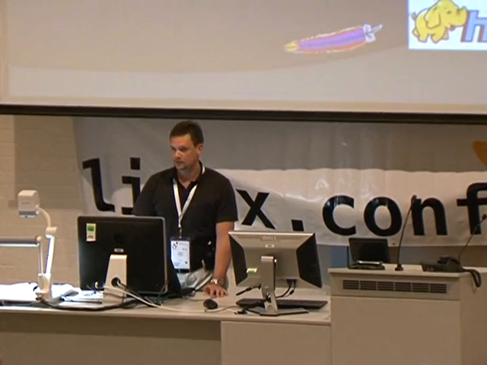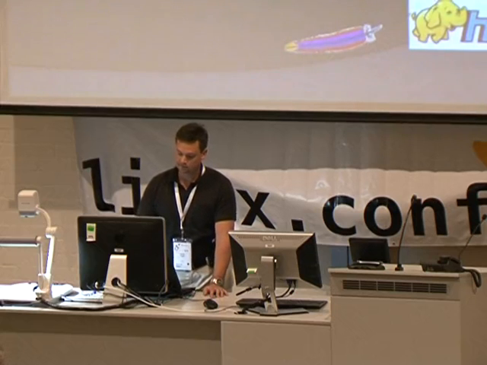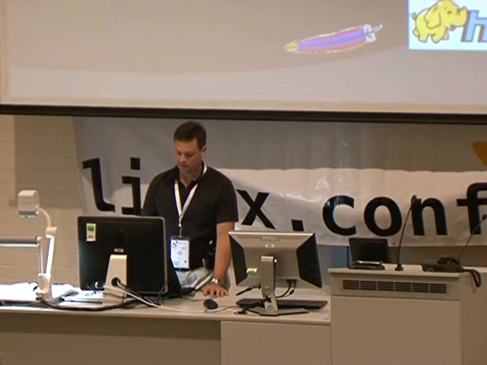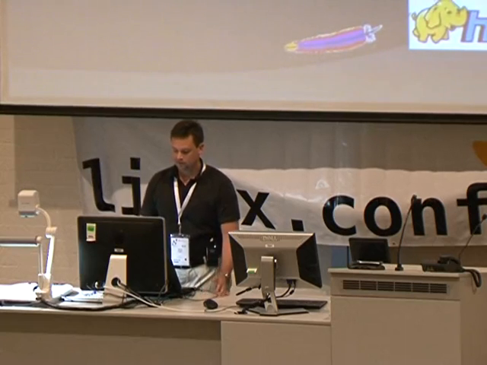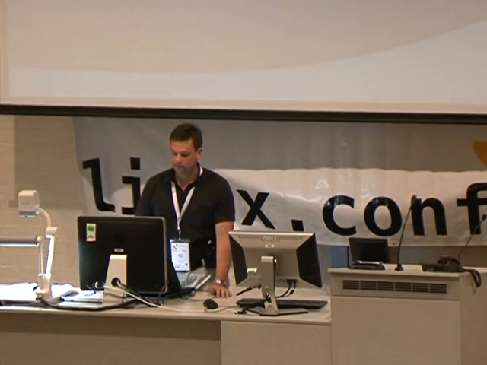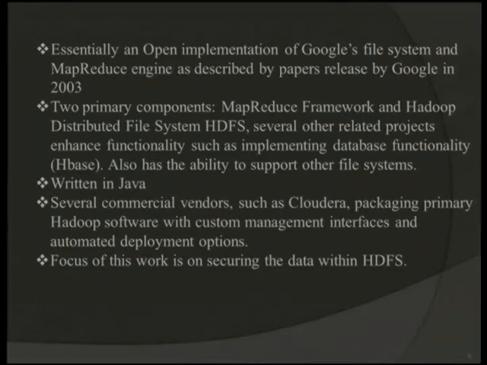For certain application domains, it provides a lot of advantages because it takes the processing to the data as opposed to bringing the data to the processing. So it gives some advantages over traditional setups. It's essentially an open implementation of Google's file system and MapReduce engine, described by Google in their papers that they presented in 2003. I already mentioned it has the two components. And there are also a number of other open source projects that make use of the core components.